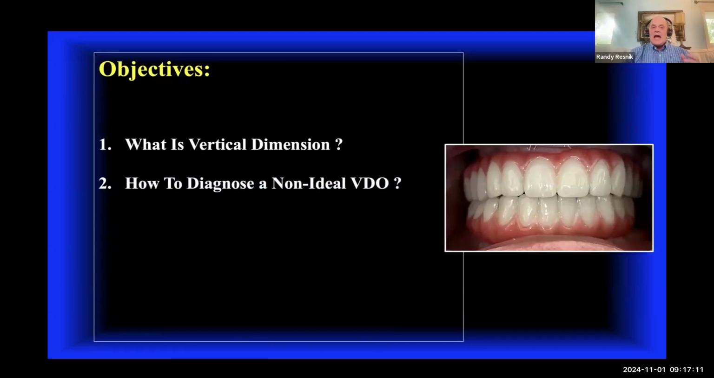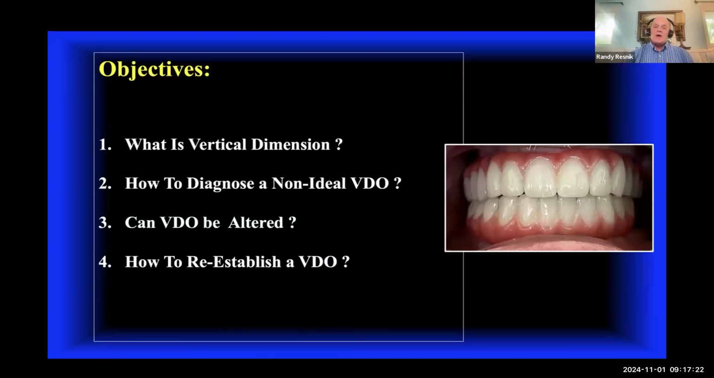So what I'm going to do today, my objective is, first of all, to teach you exactly what is vertical dimension, how to diagnose a non-ideal vertical dimension, and be able to tell, can you alter this vertical dimension in this patient? And if we are going to alter it, how do we alter it? And then at the very end, I'm going to summarize and give you a protocol that you can take back to your office when you're evaluating these cases.